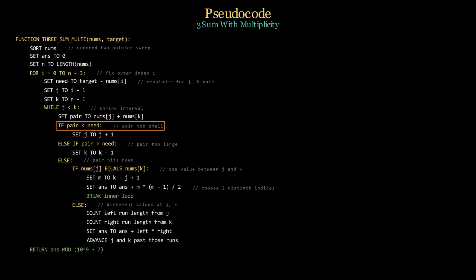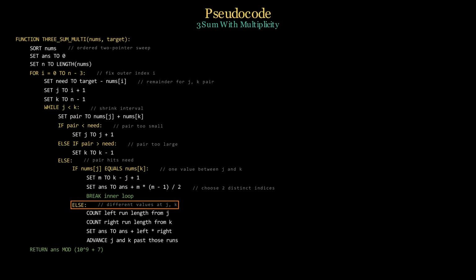If pair is less than need, the sum is too small. Move j to the right. Else if pair is greater than need, the sum is too large. Move k to the left. Else the pair sum hits need. If nums j equals nums k, same value under both pointers. Set m to k minus j plus 1, the band length. Add m choose 2 to the answer. Break out of the inner loop.